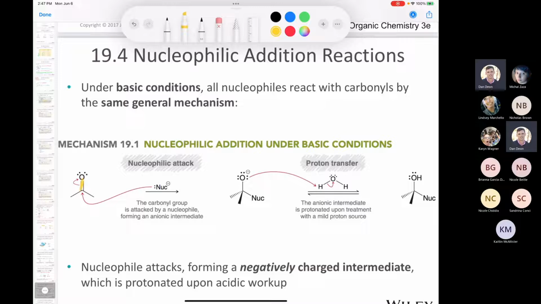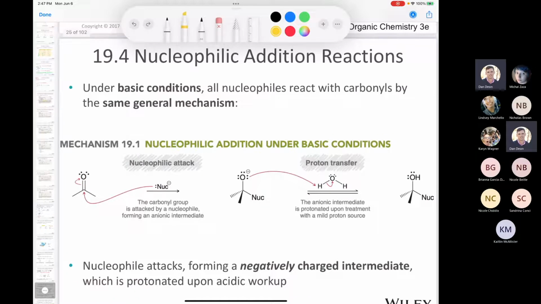Then you generate some kind of alkoxide, which undergoes proton transfer to produce an alcohol. So the nucleophile attacks, forming a negatively charged intermediate, which gets protonated upon acidic workup. And for that acidic workup, you could choose water, and then here you could also choose H3O+. That would work too. Either one is totally fine.